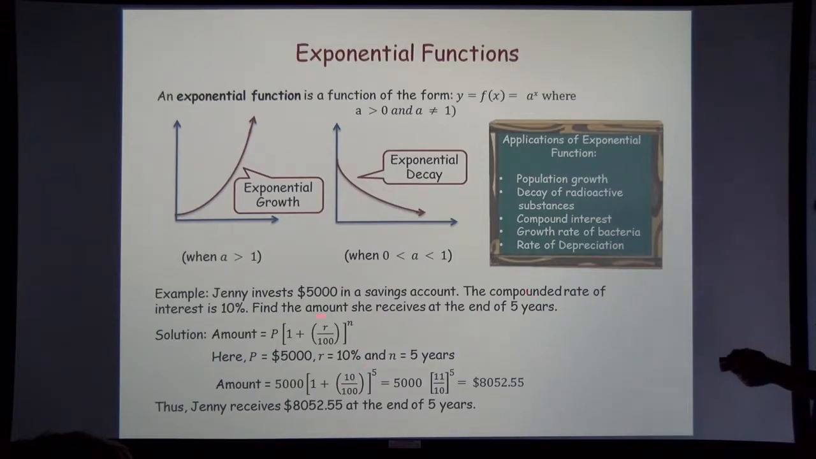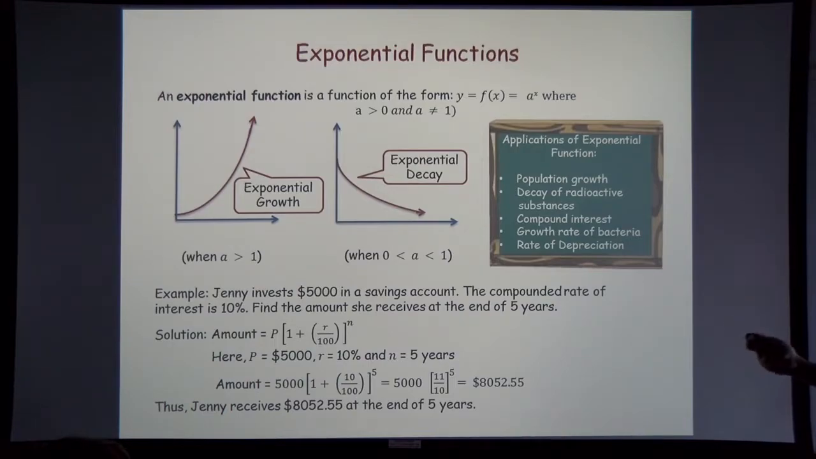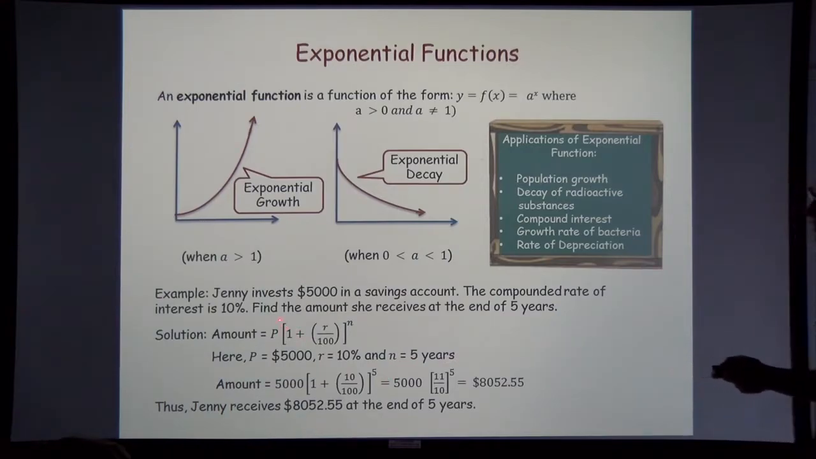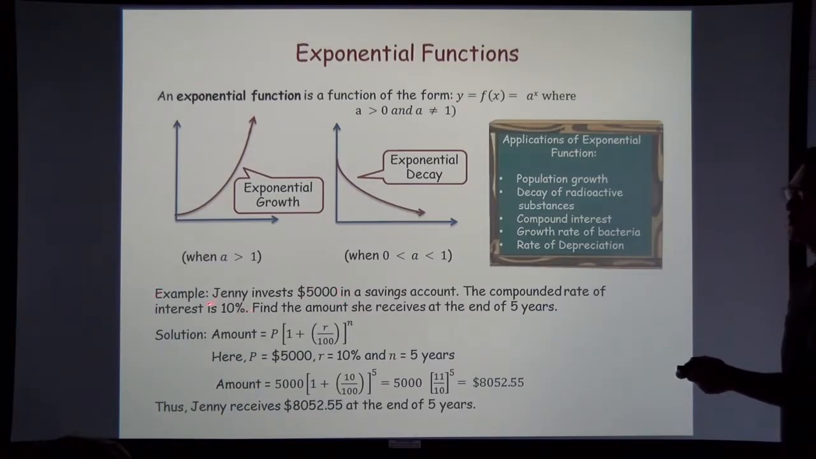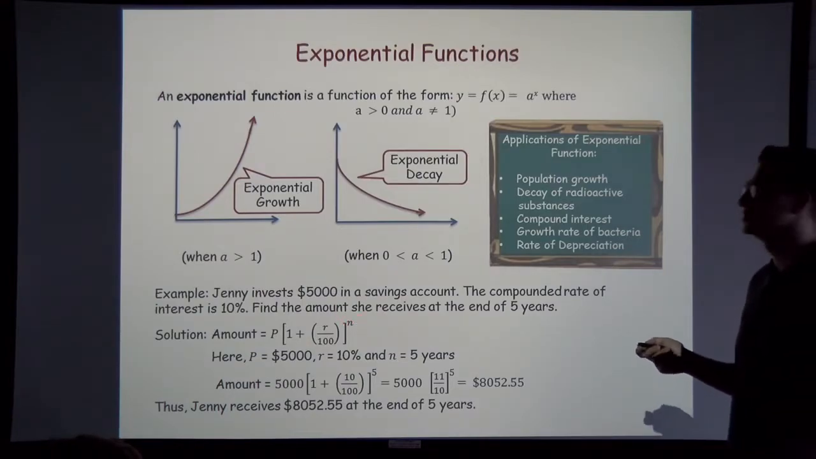And we want to know how much she's going to make over 5 years. So our n is going to be our time, raised to the 5th power. Now we're left with 5,000 times (11 over 10) raised to the 5th power, and once we solve, we'll get $8,052.55 after 5 years. So our P is our initial amount that she invested, 5,000. Our R is our rate, which is 10%. And then our N is our time, which is 5 years.